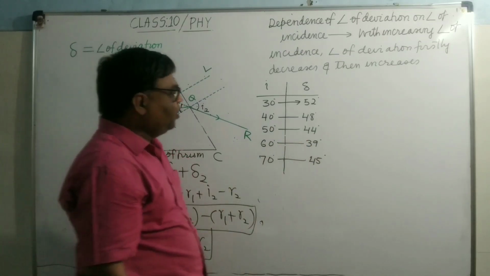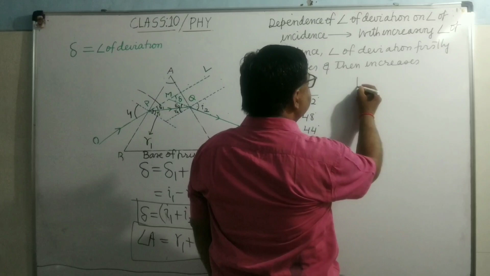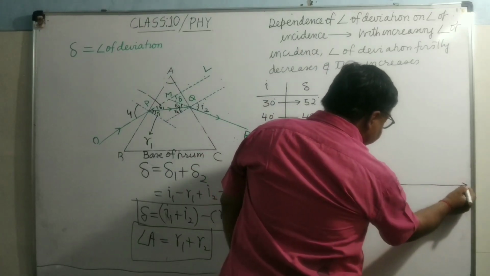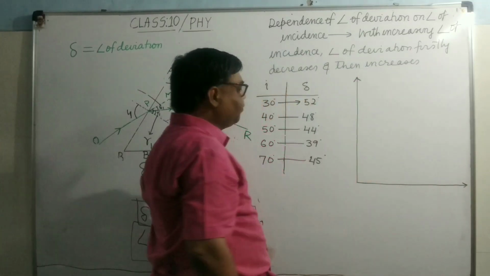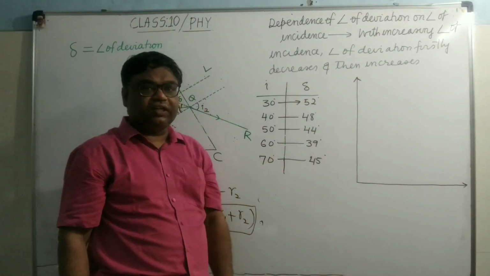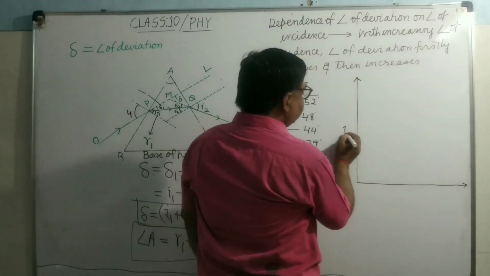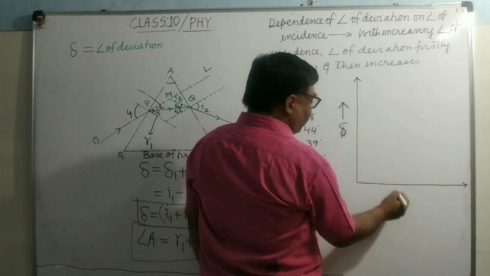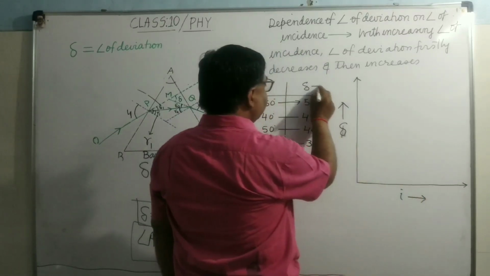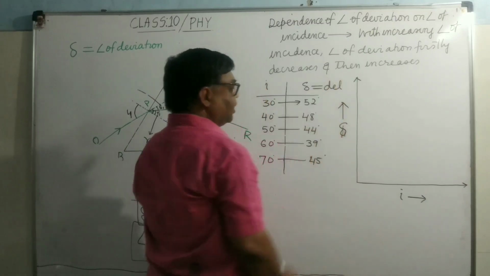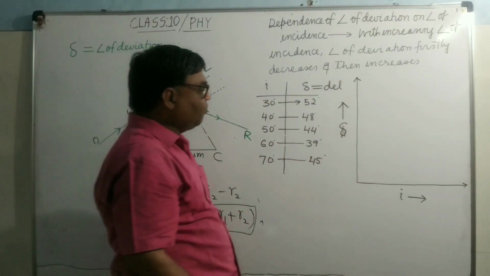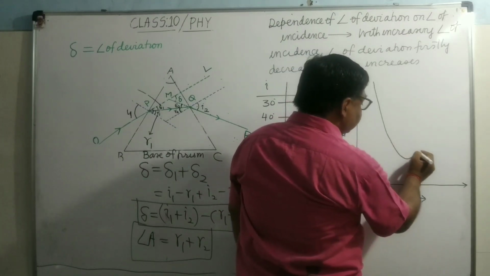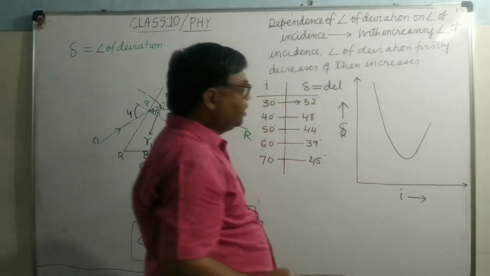It's clear. If we draw a graph of del versus I, this dependence is very important. With increasing angle of incidence, the angle of deviation firstly decreases and then increases. So on this side we will plot del. This is the del versus I graph. Del means delta, it is a Greek letter. If you plot the graph, it will be of this nature.